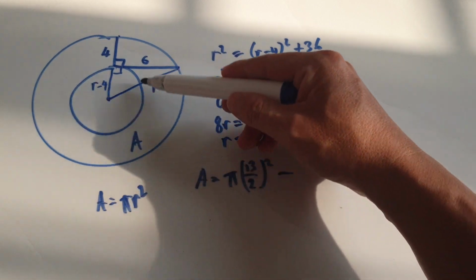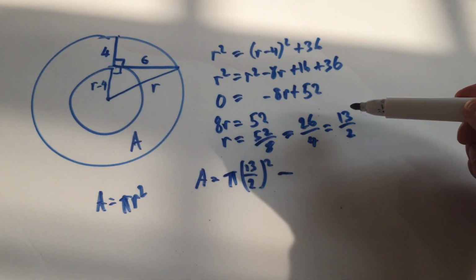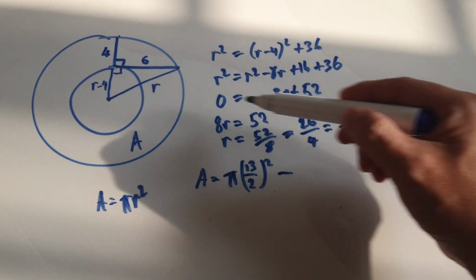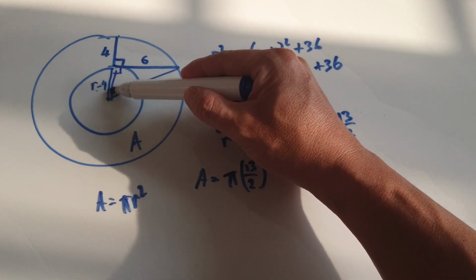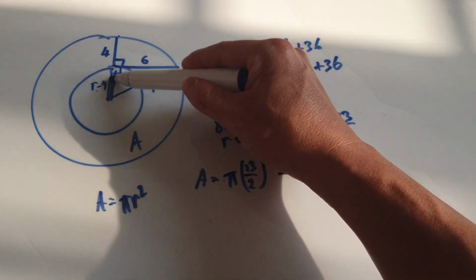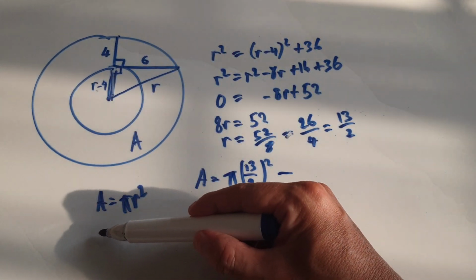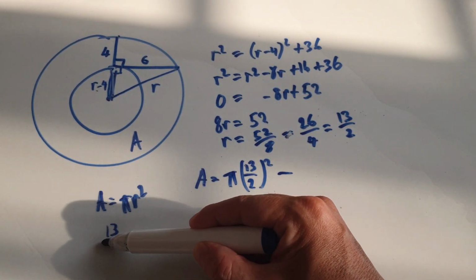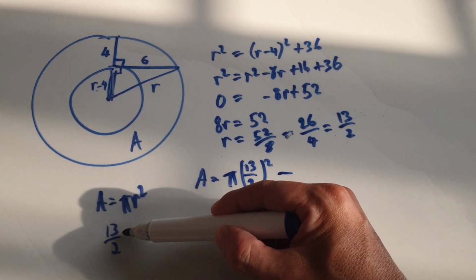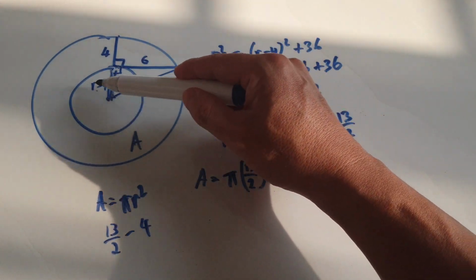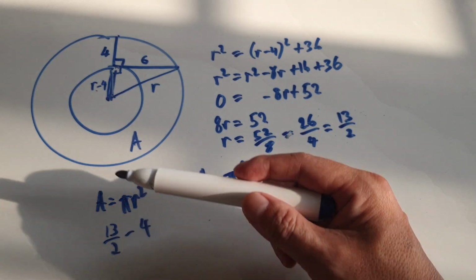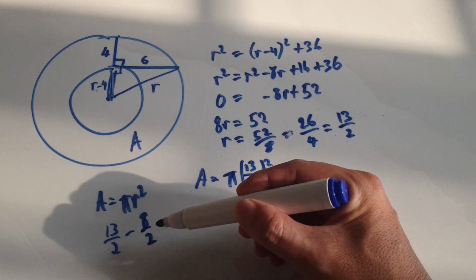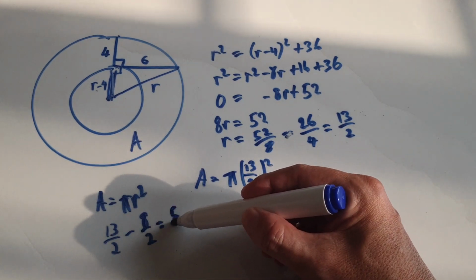the area of the small circle. Now you know the radius is 13 over 2, so you put it into here to work out this length. So the small radius will be, the radius of the small circle will be 13 over 2 take away 4, because look, from here to here is r take away 4. So that would be, the number 4 is really 8 over 2, so that would be 5 over 2.